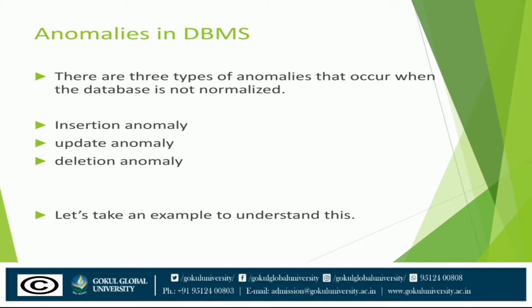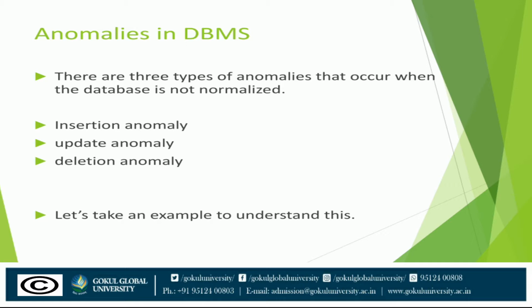Whenever a user needs to update a particular record, and due to that our data becomes inconsistent, then it is considered an update anomaly. And delete anomaly: whenever a user wants to delete a specific record and due to that the database tables become inconsistent, then it is considered a deletion anomaly.